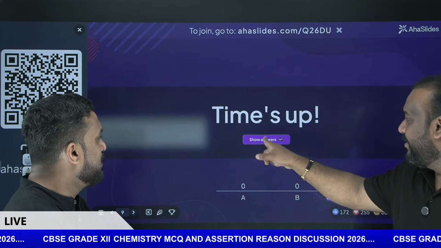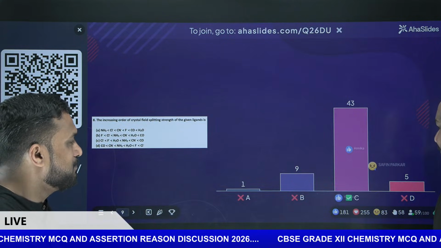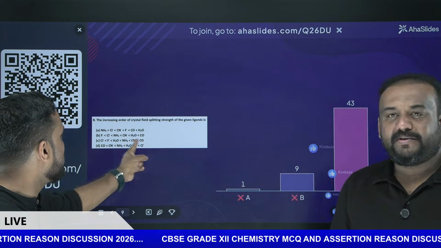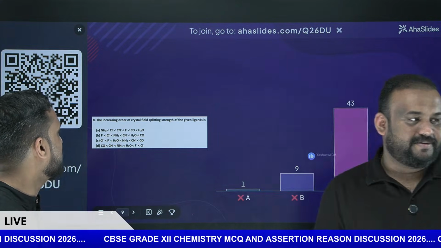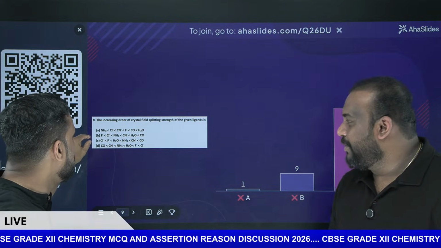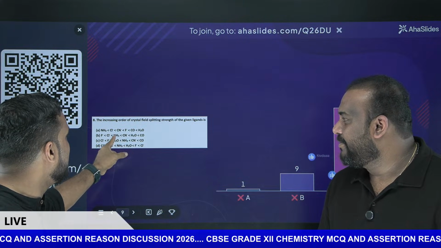So time up. Let's check the correct answer. The correct answer is C. 43 people got it. Few people are there, but still the correct answer is C, because CO is the strongest and Cl minus is the next. Anyway, for D and A there is no chance of confusion. Water is only there in B. But here Cl minus, F minus will come because NH3 is given over here.